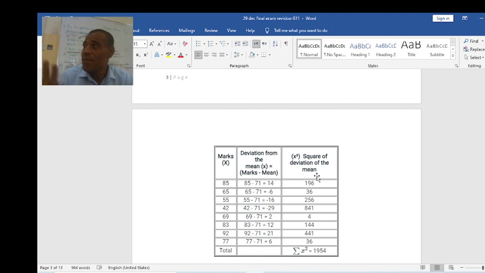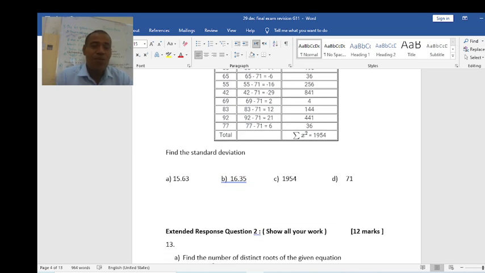Then you should square the number. Square of deviation of the mean. I will square all of this. Then I will make the total. It will be 1954. Okay. So find the standard deviation.